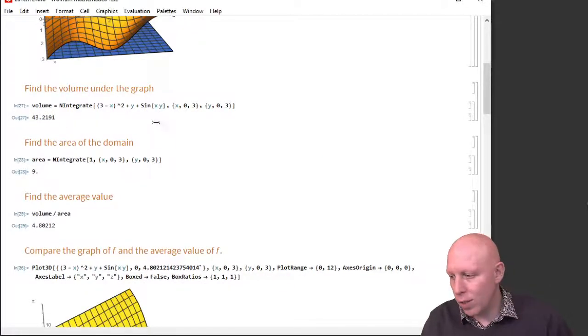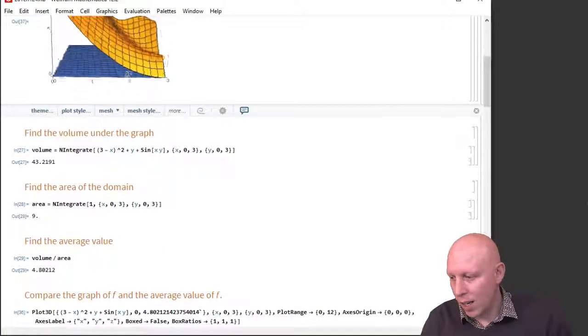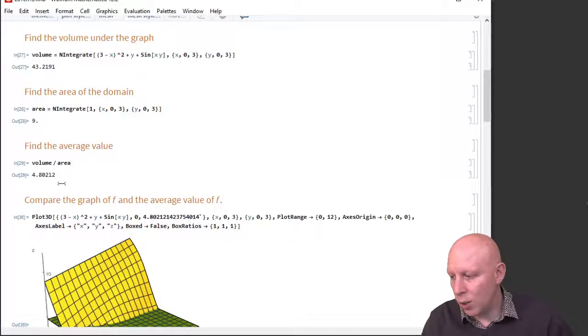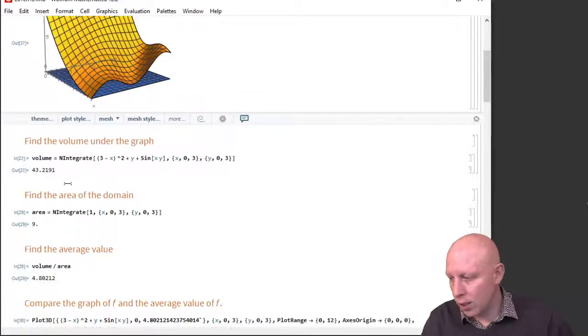Then we can find the area of the domain, which we know because it's a 3 by 3 square, so we should get the area is 9. So if we take the volume and we divide by the area, we get that the average height of this function over this domain is 4.8.